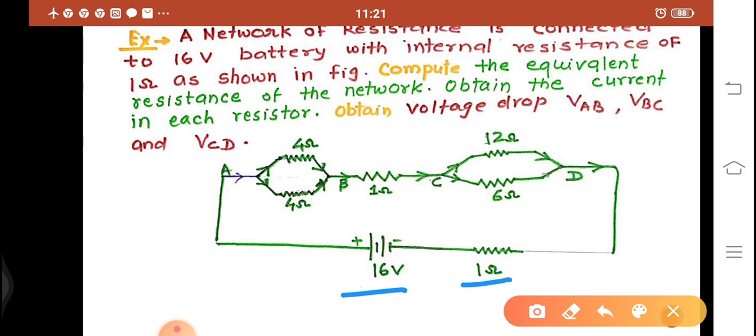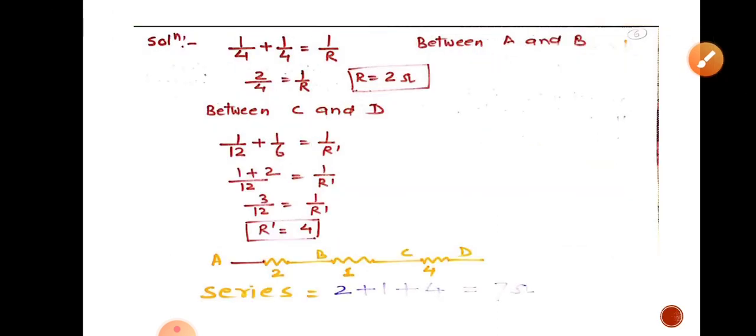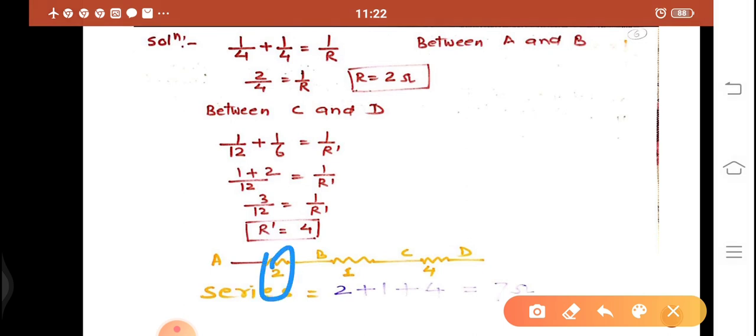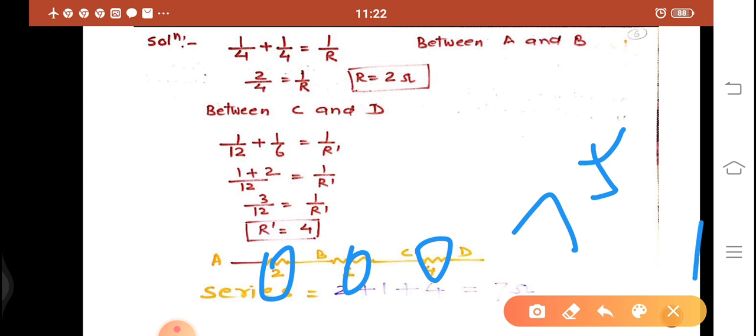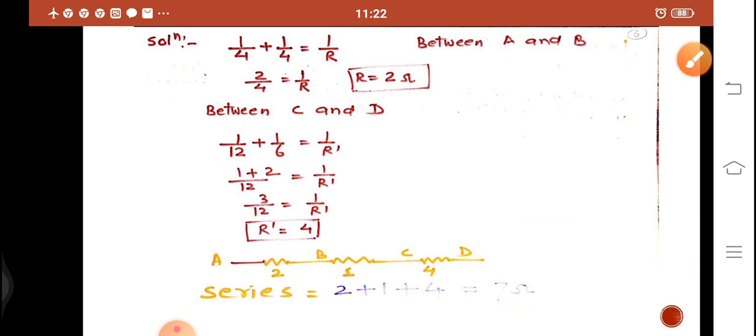So net resistance will be very easy. This 4 and this 4, 1 by 4, 1 by 4, so R equal to 2. Then 1 by 12, 1 by 12, 1 by 12, 1 by 6, R dash equal to 4. So now the total resistance will be 2, 1 and 4. So total resistance is what? 7 ohm. So resistance is very easy to calculate.